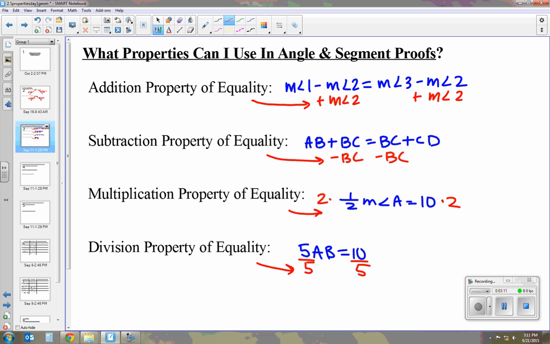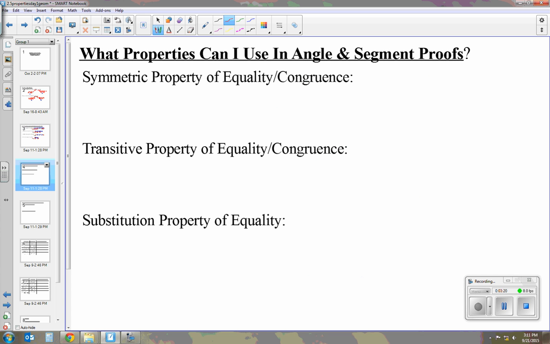These are really easy to recognize. You've seen them before. They're almost exactly like the ones in the algebraic proofs. The next ones are the symmetric, transitive, and substitution properties. We have seen these before, and we also can use them for the angle and segment proofs. Okay, so the symmetric property of equality or congruence, you could do either of them. I'm going to show you both of them. When we have a symmetric property, we can flip. We can flip our statement.